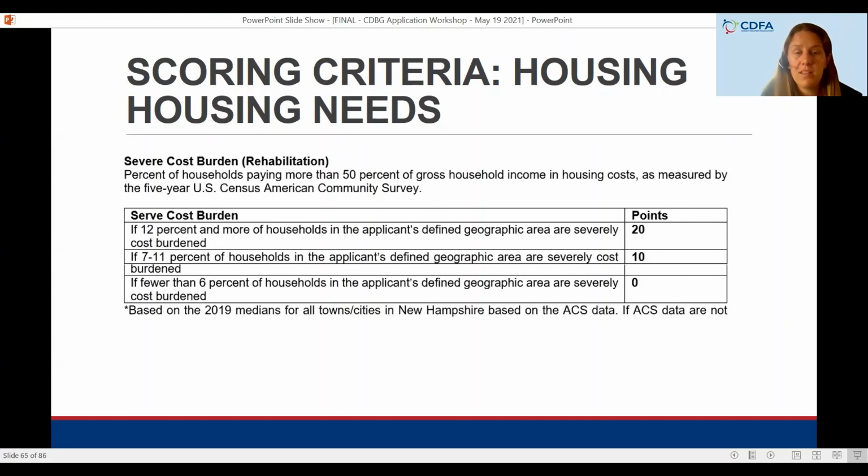Then we're going to evaluate that as a rehabilitation project. The up to 20 points that you can receive for your rehabilitation project will be scored by looking at the gross income and housing costs as compared to the census data. It's up to 20 points based on whether there's a cost burden in the community that the rehabilitation project is proposed in.